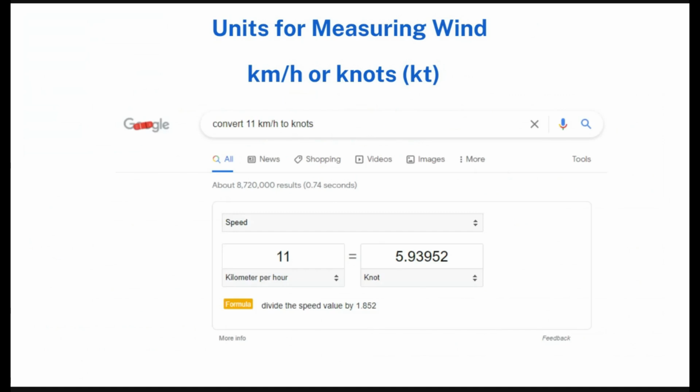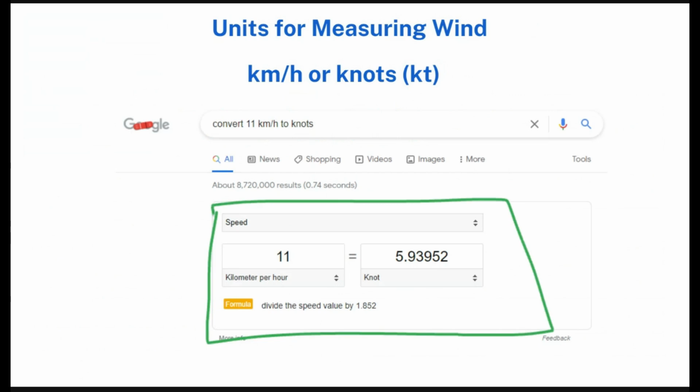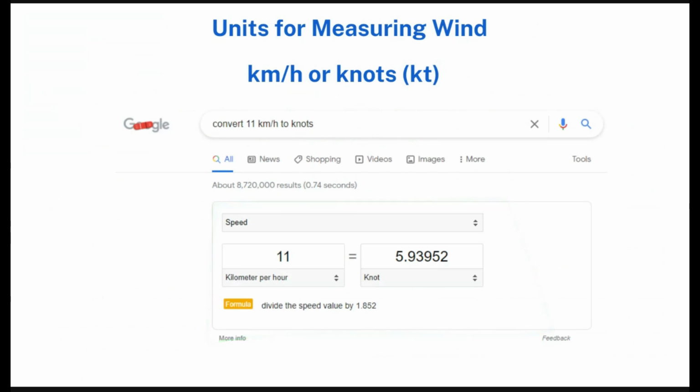So we need to be able to convert them. If we're used to kilometers an hour and we're looking at a forecast in knots, we have to be able to convert that into something that we're familiar with. So here I just went to Google and said convert 11 kilometers per hour to knots, and it gives me a window that you've probably seen before if you're converting anything using Google. 11 kilometers an hour is 5.9 knots.